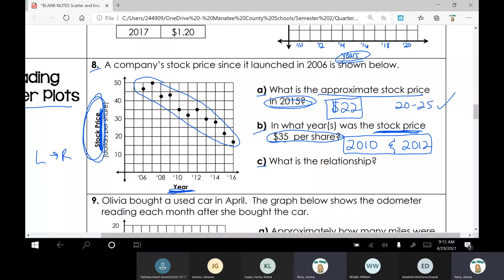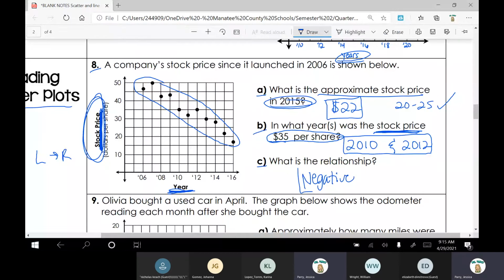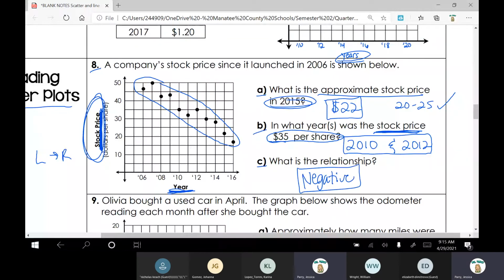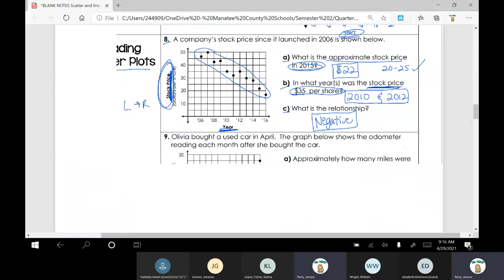And it is negative. Perfect. It's going in the downwards direction from left to right. It's going down, so it's a negative correlation. The more years we add on, the stock price just keeps going down, down, down. Okay, I'm going to skip the next one. If you wanted to practice that one on your own, you could. You could check your answers on Schoology.